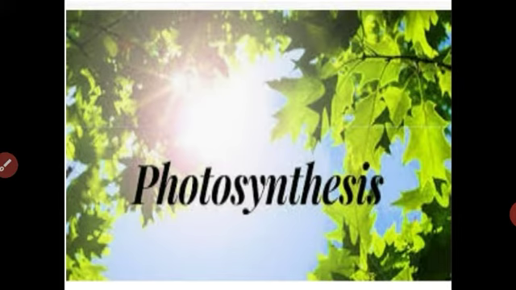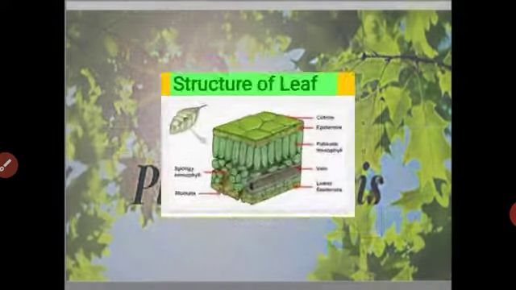As you know, students, the leaf is a very important structure in the plant because the leaf is called the food factory of the plant. Why? The process of photosynthesis is carried out in the leaf. So in this video we will discuss the structure of leaf. Let us start with the structure of leaf.